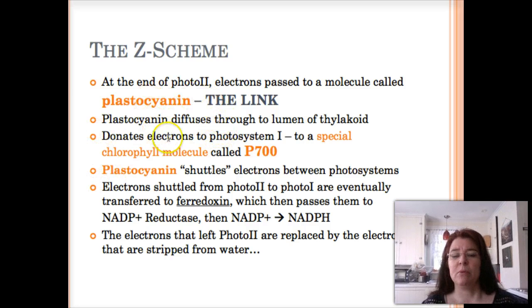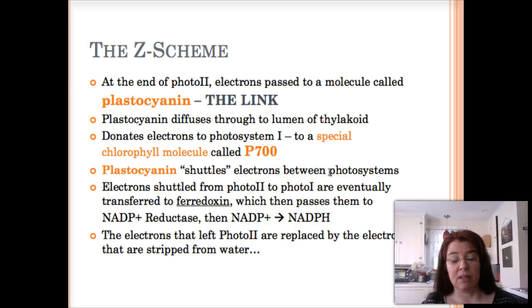Plastocyanin is also capable of diffusing through the membrane, and it donates those electrons into photosystem 1 to the reaction center directly. And as we saw in photosystem 2, the reaction center in photosystem 1 is really a pair of chlorophyll molecules, and we call these P700. So plastocyanin essentially shuttles electrons between the photosystems. They're taken from photosystem 2 and passed over to photosystem 1.